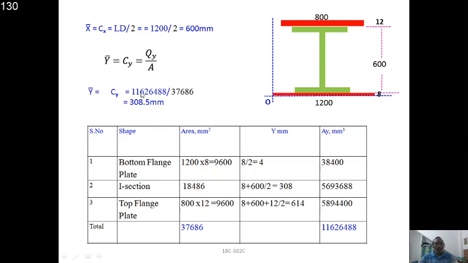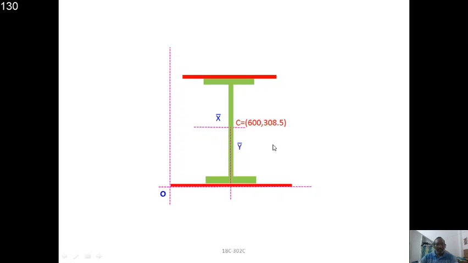Then solve for the y bar by substituting those values. It will lead to 308.5 mm. Represent the same thing as a centroid.